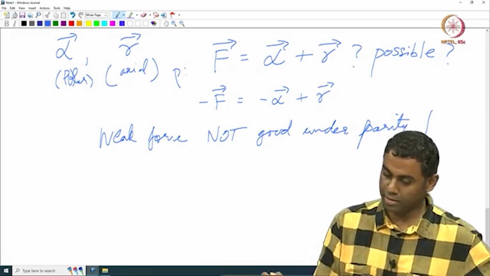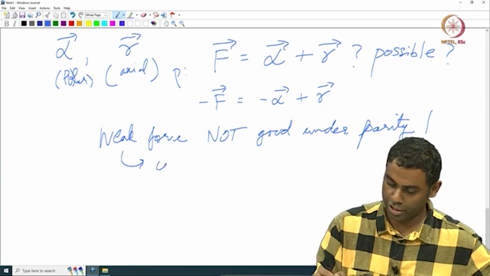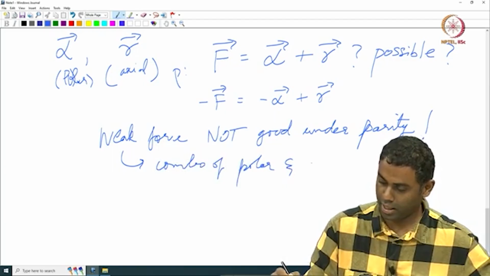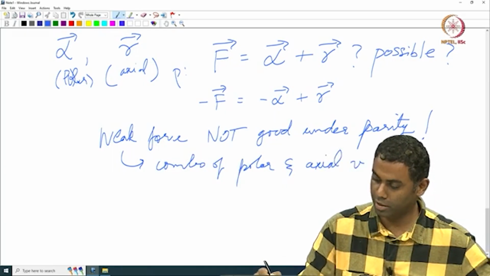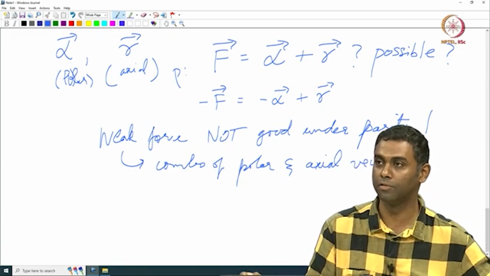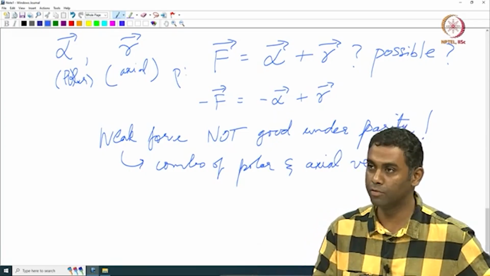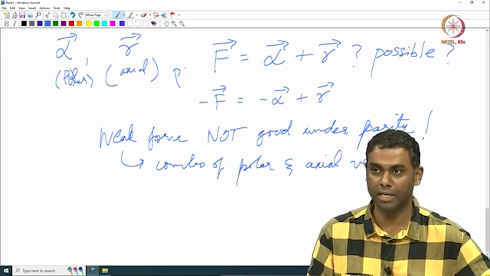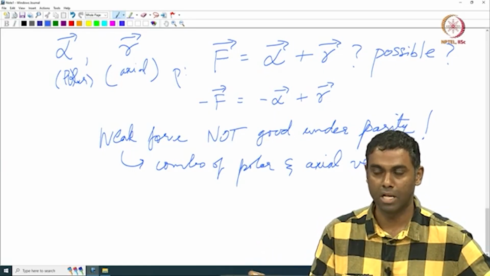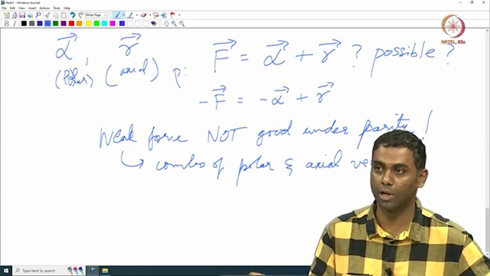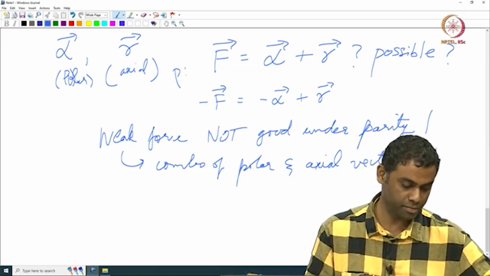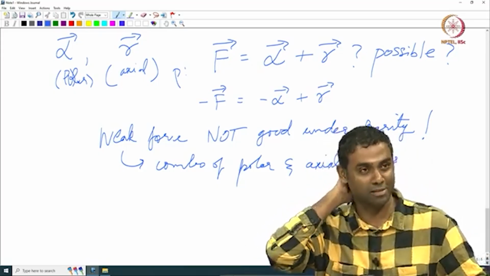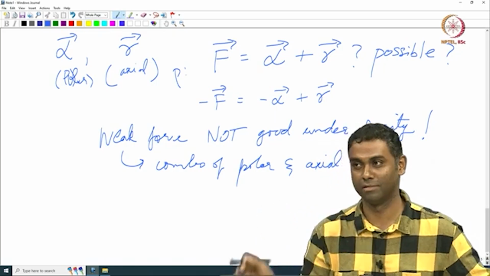In a sense, it is a combination of polar and axial vectors. We will see the meaning of this very precisely as we get into the field theory aspects of this. But the reason the weak force by and large does not respect parity, in fact it violates parity in a very maximal way, is that it's a combination of polar and axial vectors. So it vanishes like a vampire in a mirror. Completely vanishes in a mirror.